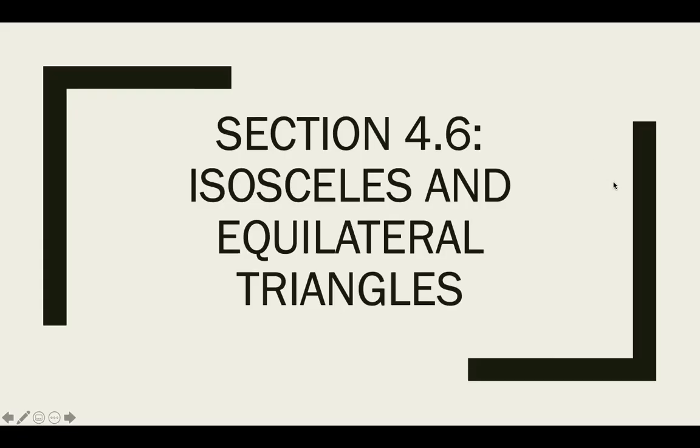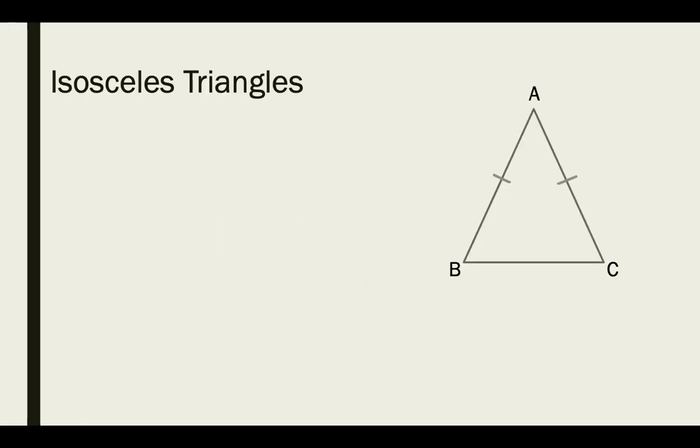This video covers part of Chapter 4, Section 6, which deals with a couple of theorems that involve isosceles and equilateral triangles. Before we get to those, first we need some vocabulary about isosceles triangles. So you should already know that an isosceles triangle is a triangle with two congruent sides, in this case, sides AB and AC. And those congruent sides we just call the legs of the triangle.